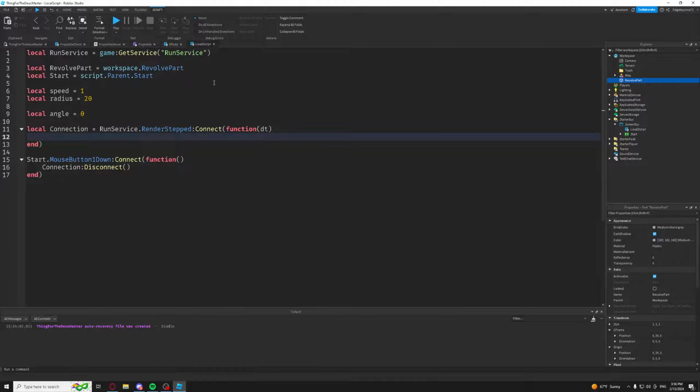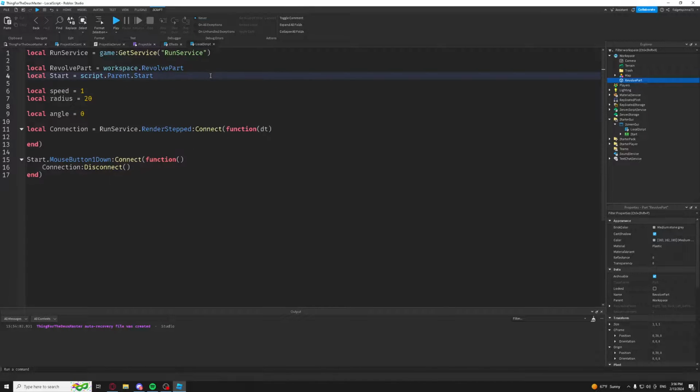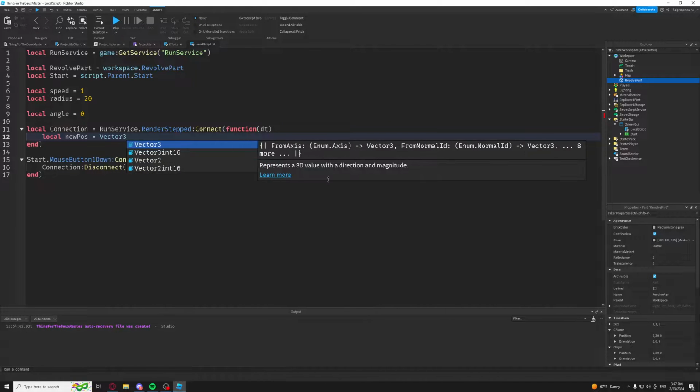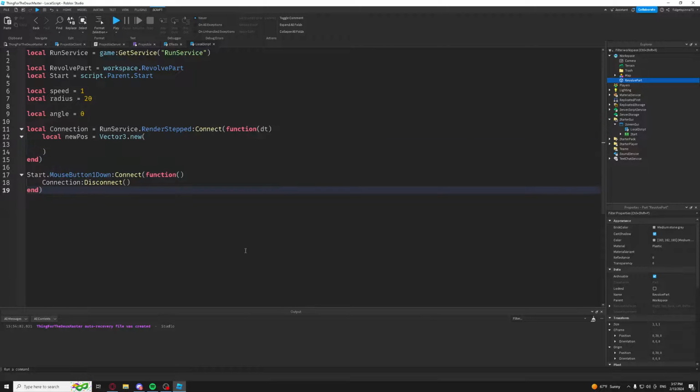Well, let's actually get the camera real quick as well. Actually, no, it's not. Okay. So what do we do here? Well, if you remember our unit circle, let's just make a Vector3 here for the position of our camera.